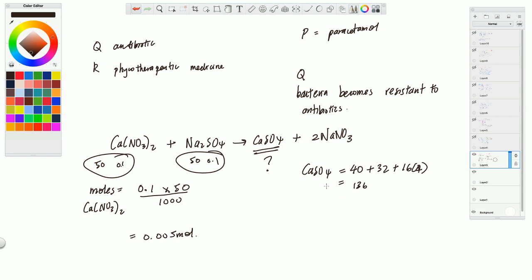So you take 0.005 moles. So you want to find the mass of calcium sulfate. You take the amount of moles times 136 molar mass. So you get 0.68 gram. Okay, so you must remember step 1, step 2, step 3. Okay, the ratio of calcium nitrate to the ratio of calcium sulfate is 1 to 1. All right, okay, can I have the next question?